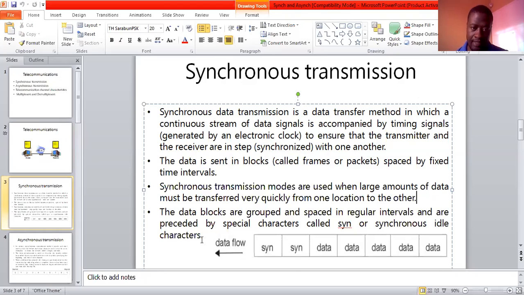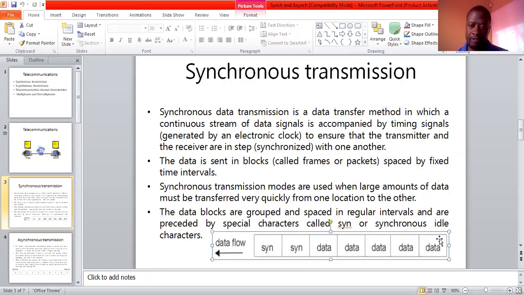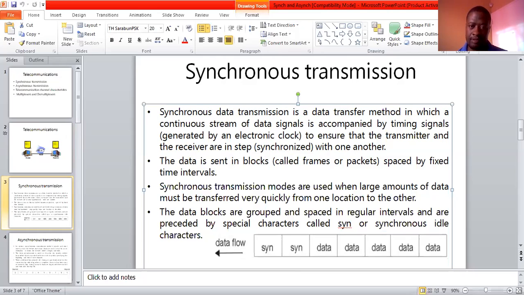The data blocks are grouped, as you can see here. The data blocks are grouped and spaced in regular intervals. Okay, so these are the blocks. You talked about a large block of data. So this is a block of data.